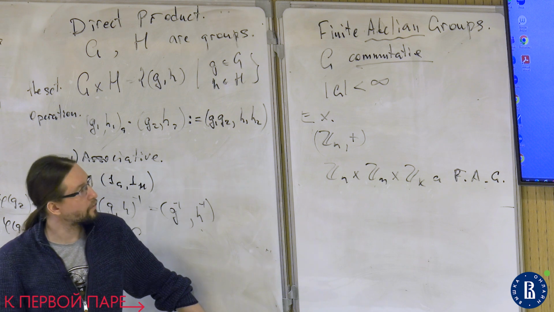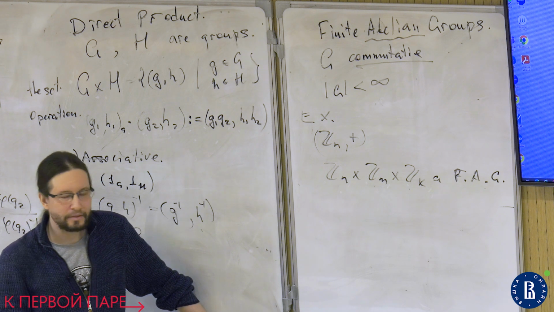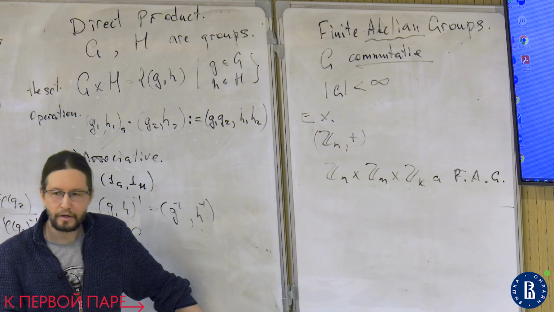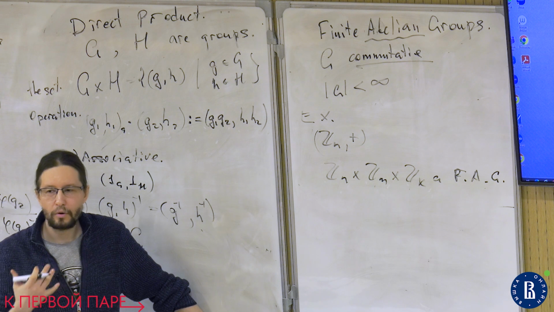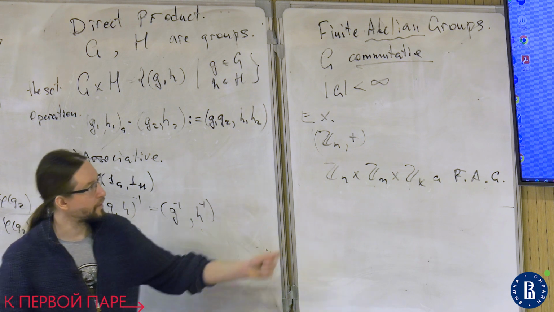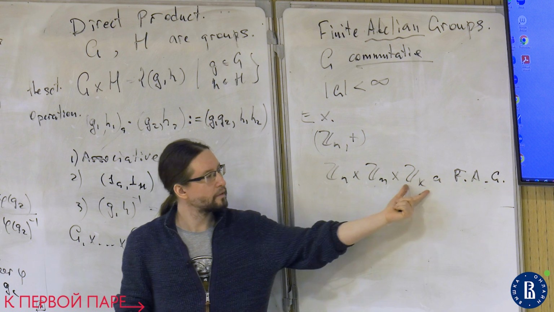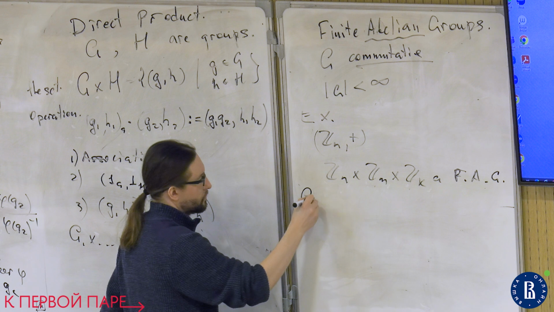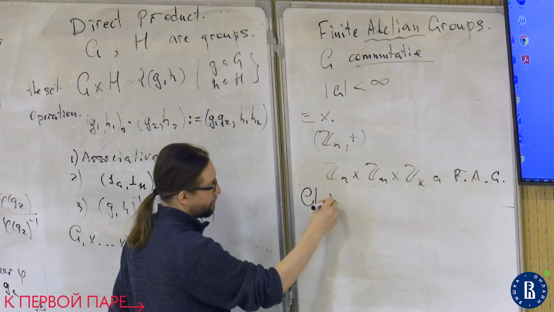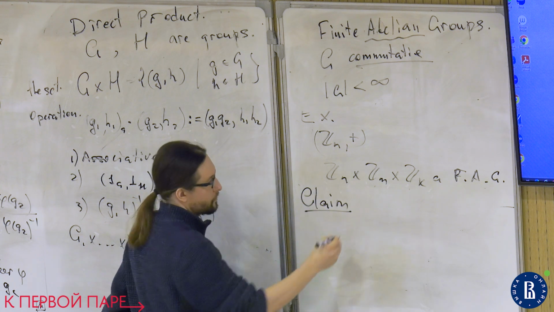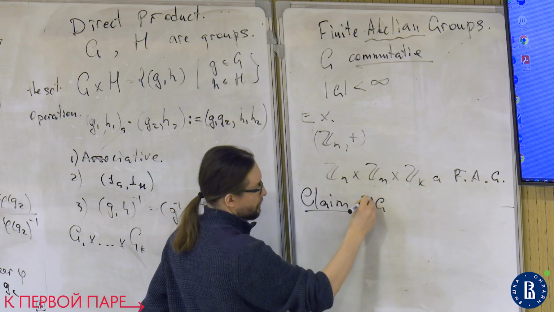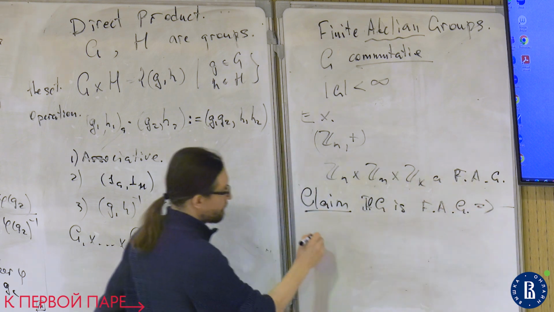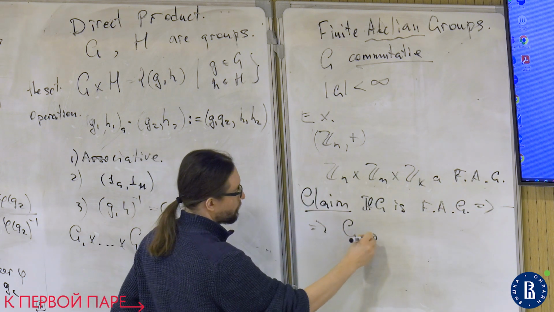Well, it happens that there are no other groups, in the sense that if you have a finite abelian group, it's always isomorphic to a direct product of finitely many cyclic groups like this. So let me state the claim. So if G is a finite abelian group, then G is isomorphic.